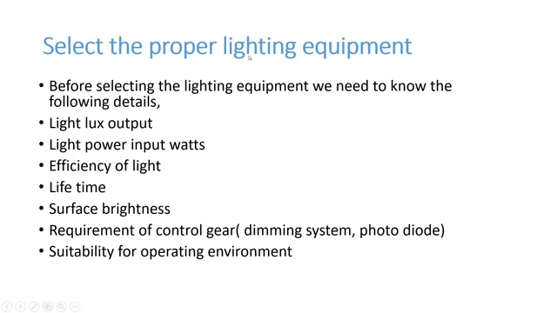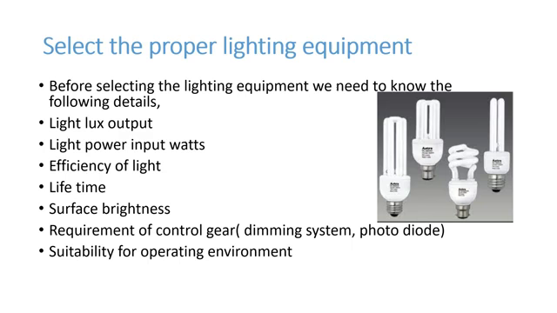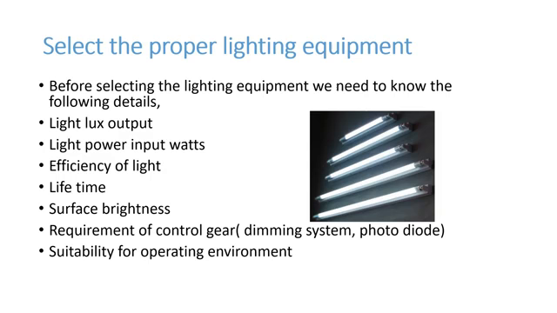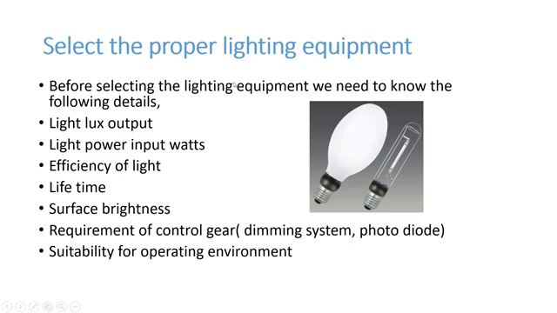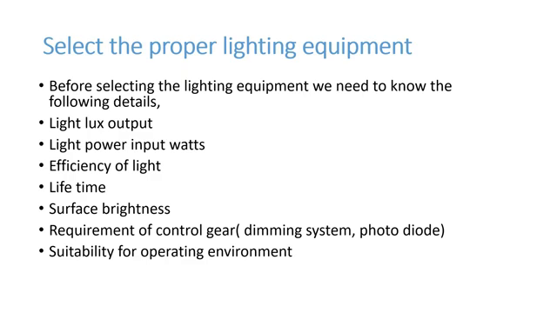And third, select the proper lighting equipment. That means you are going to design a lighting system for your room, outdoor lighting or indoor lighting, so you should know what type of lamp is suitable for that place, whether you are going with fluorescent, CFL, halogen or mercury lamps. Before calculating, you have to choose the proper lighting, because we need the input requirement of the lamp for our calculation.